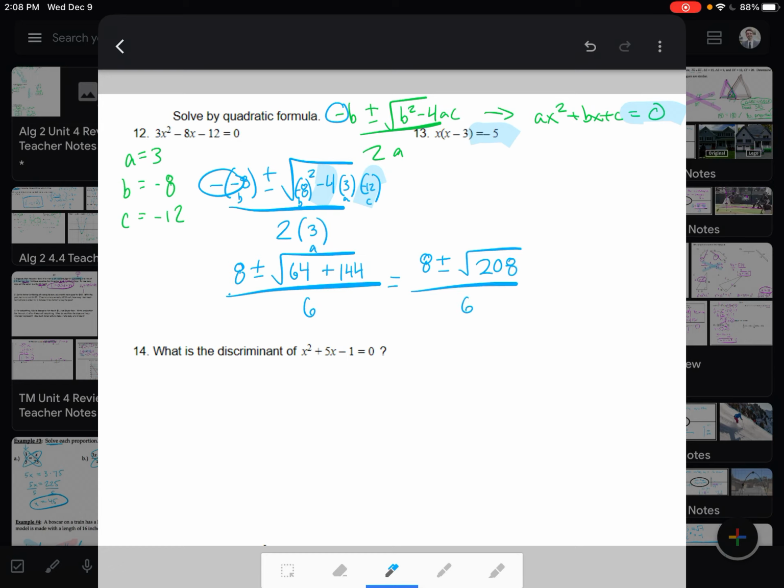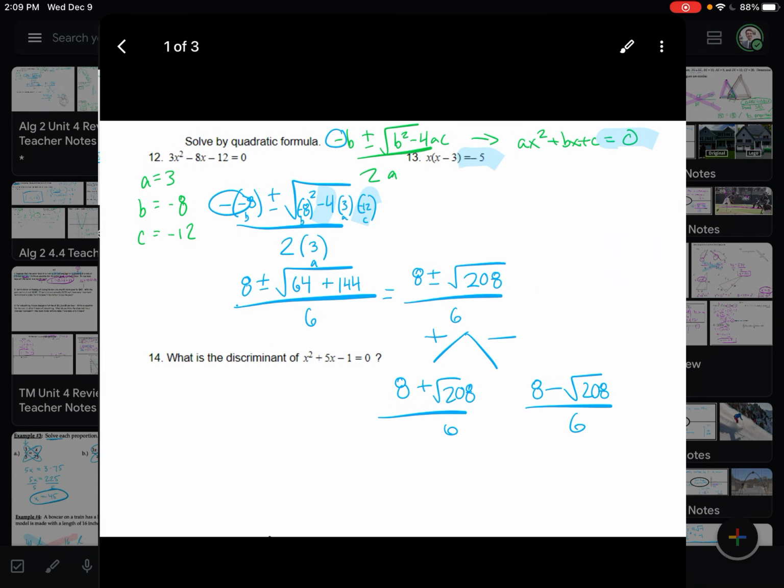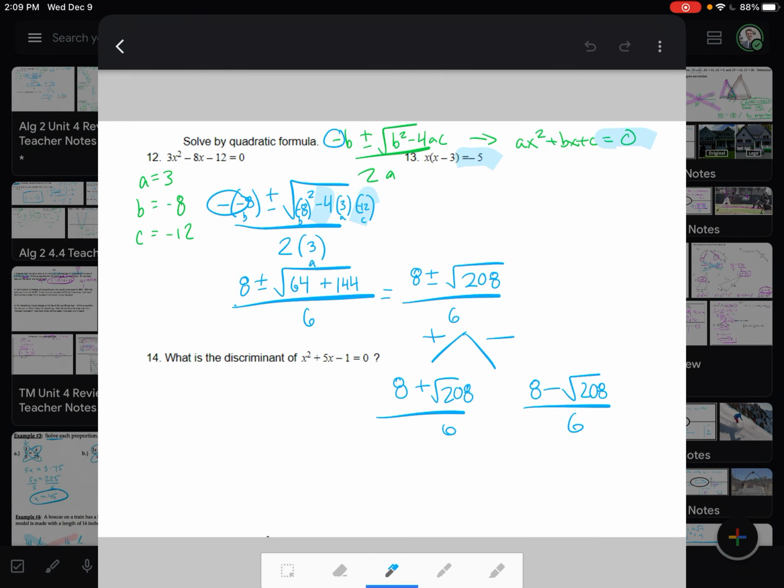And when we get to the situation, again, we're going to want to break this down into our positive and our negative. And I'll let us finish this up in terms of the simplifying, but 8 plus the root of 208 all over 6, and then 8 minus the root of 208 all over 6. Simplify the root of 208 as far as you can. If we're graphing, we are going to need to put that in decimal form.